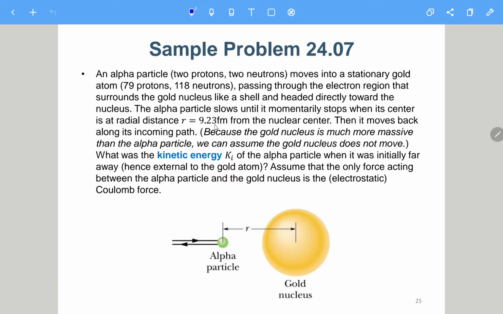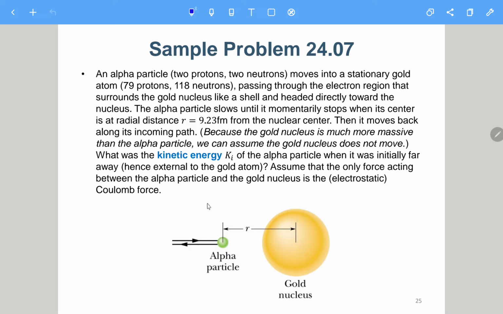R equals 9.23 femtometers from the nuclear center, then it moves along its incoming path. Because the gold nucleus is much more massive than the alpha particle, we can assume the gold nucleus does not move. What is the kinetic energy Ki of the alpha particle when it is initially far away? So it's somewhat like a classic mechanics problem.